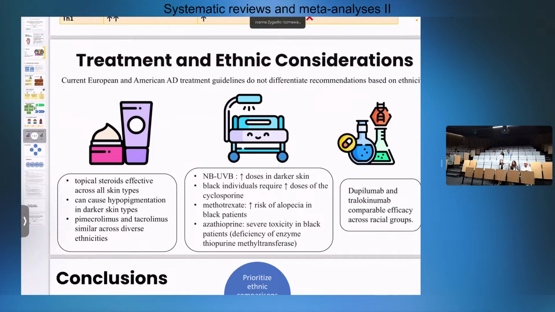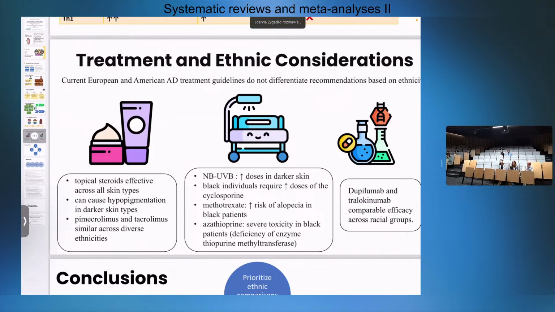Current treatment guidelines do not differentiate by ethnicity, yet our findings suggest variations in efficacy and side effects, indicating a need for personalized treatment plans. Topical treatment, like steroids, are similarly effective across ethnicities, while they can cause more hypopigmentation in darkened skin types. Narrow-band UVB and cyclosporin need more doses in darkened skin types, while methotrexate and azathioprine can cause more toxicity due to enzyme deficiency in Black patients, which indicates the need to profile the doses for these patients.